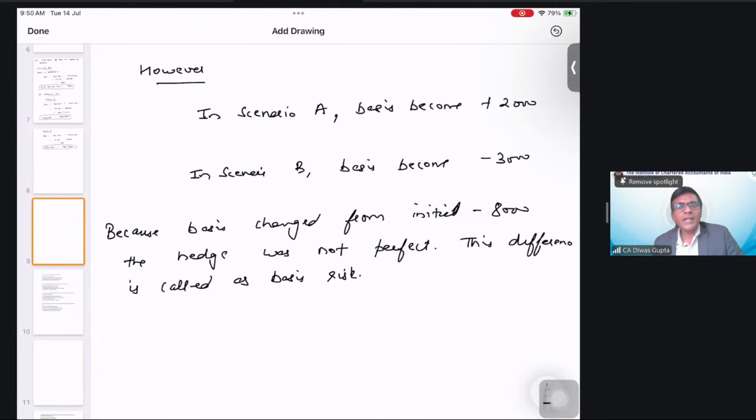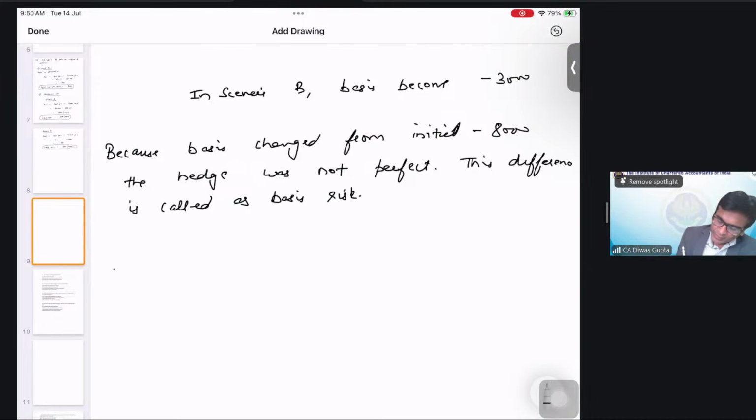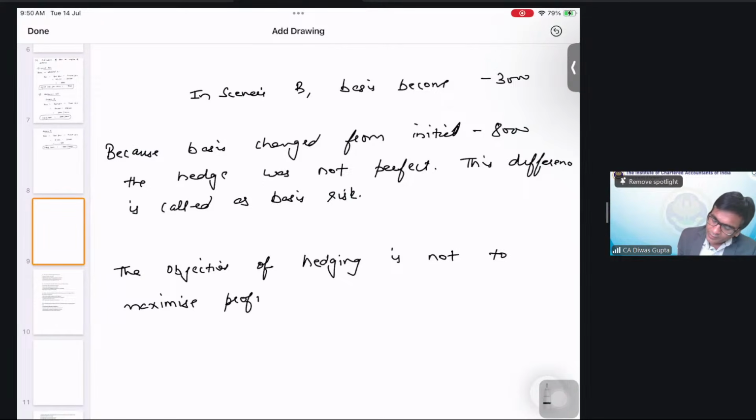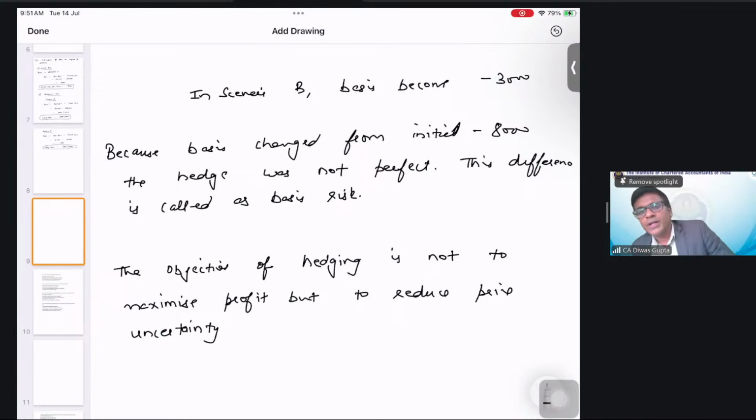Clear? Now, if I may say, the objective of hedging in this case is not to maximize profit but to reduce the price uncertainty. Correct? Price uncertainty got reduced. That can be proved how?